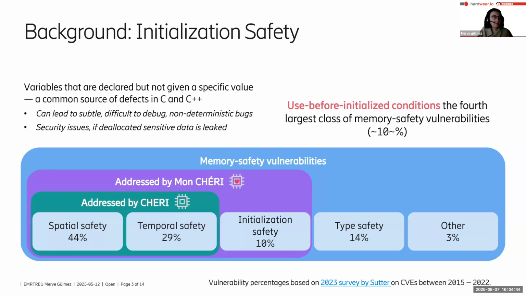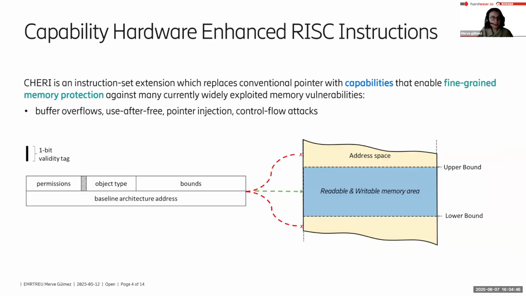Let me step back and explain what CHERI is. CHERI is an ISA extension which replaces the conventional pointer with capabilities that enable fine-grained memory protection. For example, if you have a 64-bit address space, it doubles the width, and you can have permission bits or bounds. You can have a pointer, and say that this pointer can reach this area, but not this area, or you can have some permissions, for example, a readable and writable memory area.